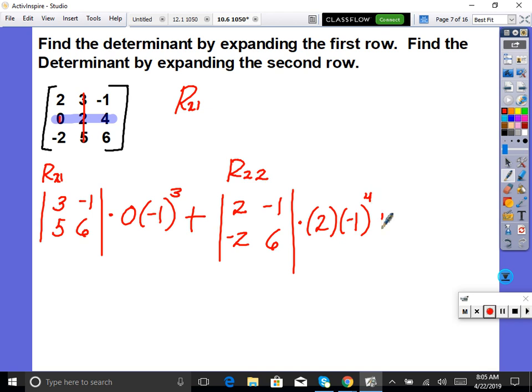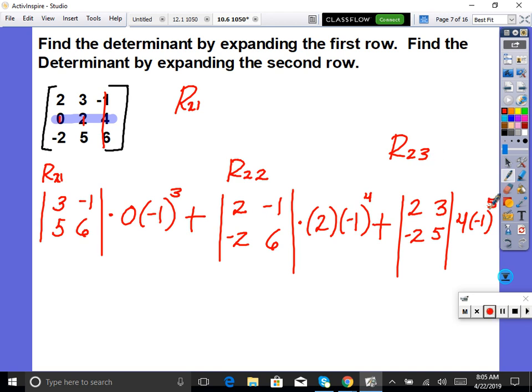Then plus, now we're deleting row 2, but now column 3. So our minor is 2, 3, -2, 5. Our constant is 4 times by -1 raised to the 5th. So now we're going to just calculate that, guys. We've got to just calculate that.